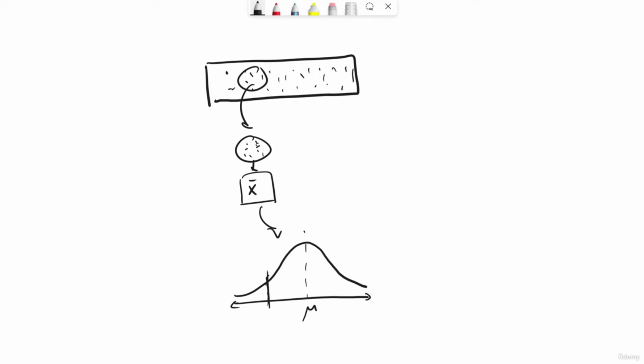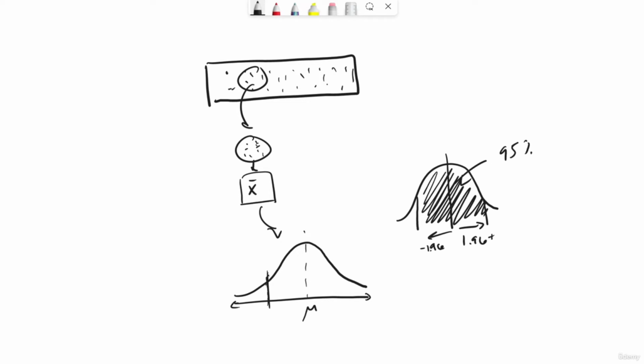And in a normal distribution, if we wanted to find the point where 95% of the density of the area under the curve is, what we can do is go 1.96 standard deviations to the left, and then 1.96 standard deviations to the right, and then the area under this curve would be 95% of all of the area under the curve.